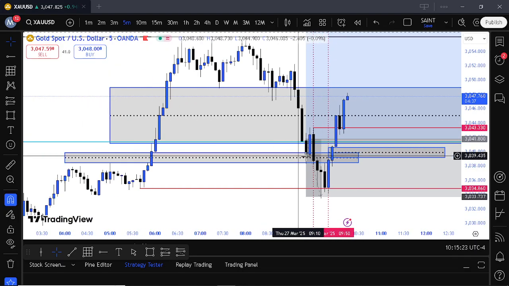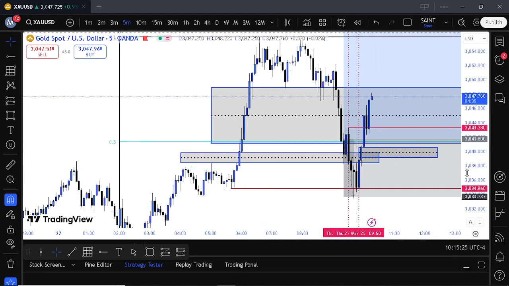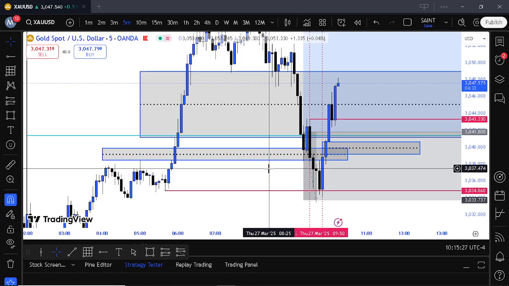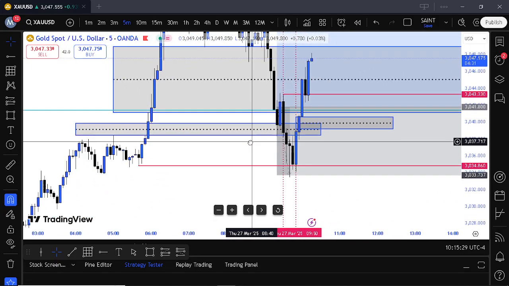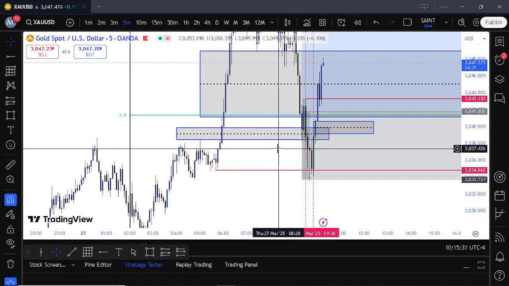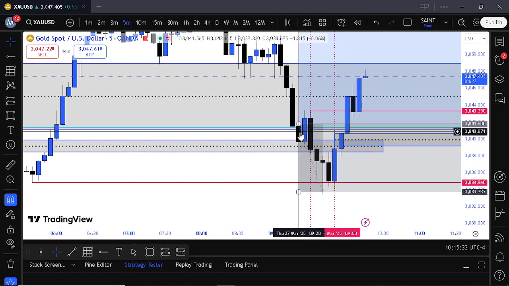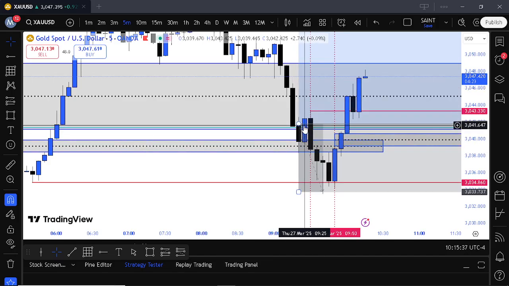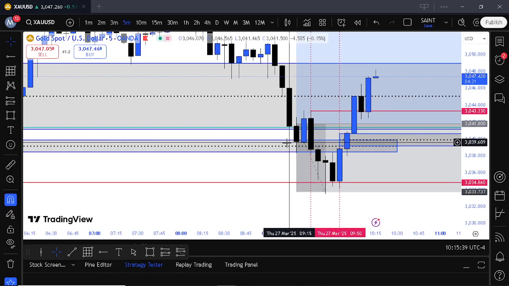That was my second mistake. I entered too early and I put my stop way too close to the end of the fair value gap. On the 5 minute though, we saw that price came down into it and we saw a close out of it. And I believe this is where I entered.